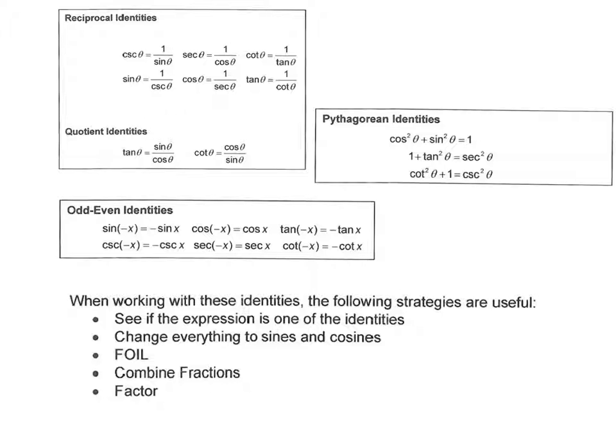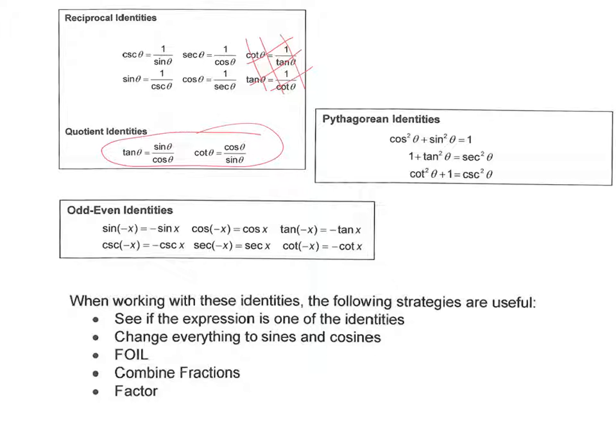The reciprocal identities you should already be familiar with. The sine and the cosecant are the flipped over of each other. Secant and cosine are the flipped over. Cotangent, tangent are flipped over of each other. The quotient identities for tangent and cotangent will be used more often than the reciprocal for tangent and cotangent. So although these are true, we're not going to use those often at all. It's these quotient identities for tangent and cotangent that we'll be using.